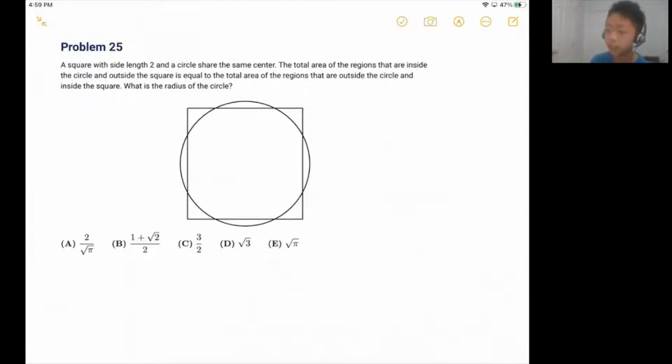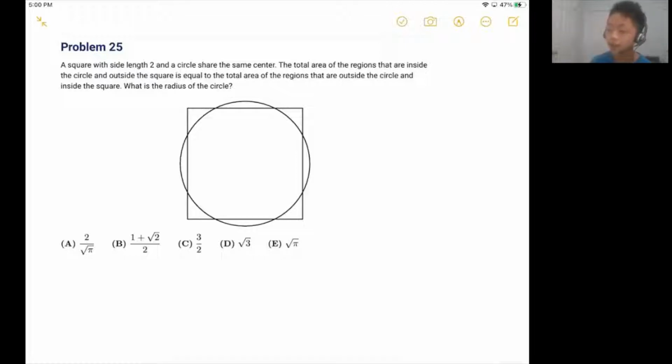In this problem, it's a geometry problem. And they give you a diagram because I guess the AMC 8 is pretty nice. They give you a lot of diagrams. But just know that if they don't give you a diagram, just draw a diagram if it's a geometry problem.